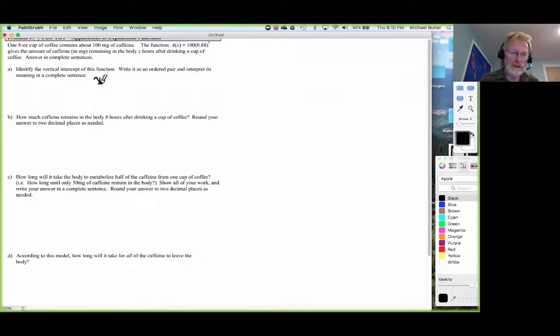If x is equal to 0, then what you've got is A of 0, which is going to be equal to the initial amount, which is 100 milligrams. If you do the arithmetic, you'll see that A of 0 is equal to 100 times 0.88 to the 0, and anything raised to the 0 power is 1, so you get back 100. So the ordered pair is (0, 100). I'll let you write the sentence that says that's the initial amount of caffeine.